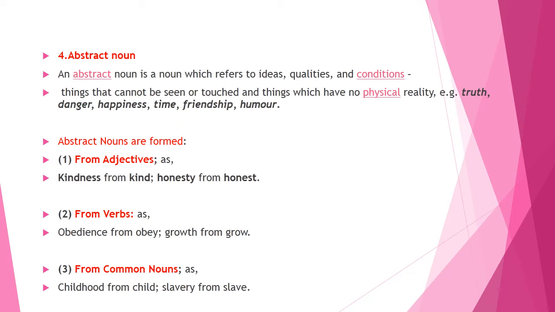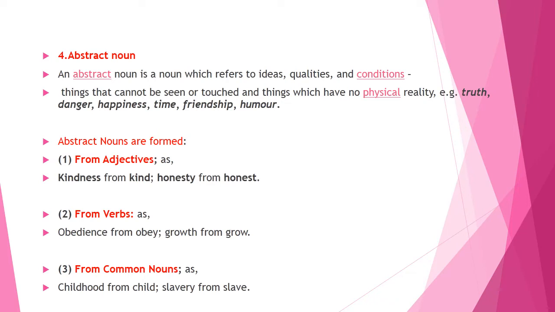The next type of noun is called abstract noun. An abstract noun is a noun which refers to ideas, qualities, and conditions, things that cannot be seen or touched, and things which have no physical reality. For example, truth, danger, happiness, time, friendship, and humor. From all these examples, you can see that we have just a mental image in our mind. We can't see and visualize them.